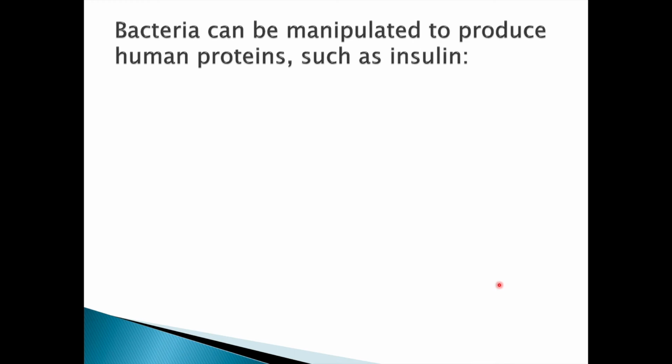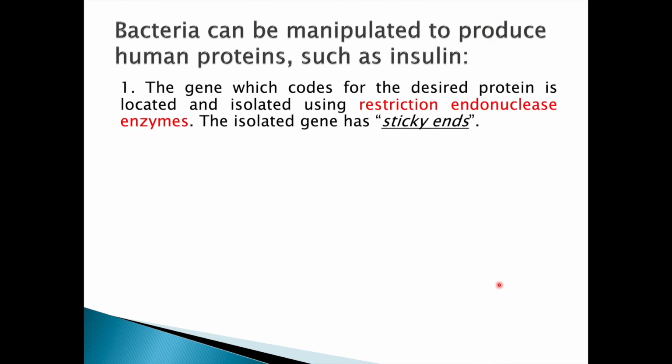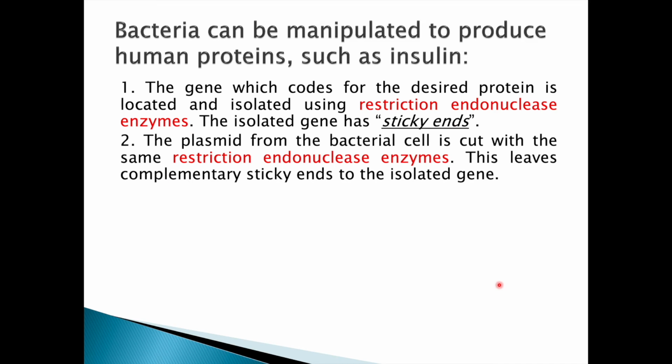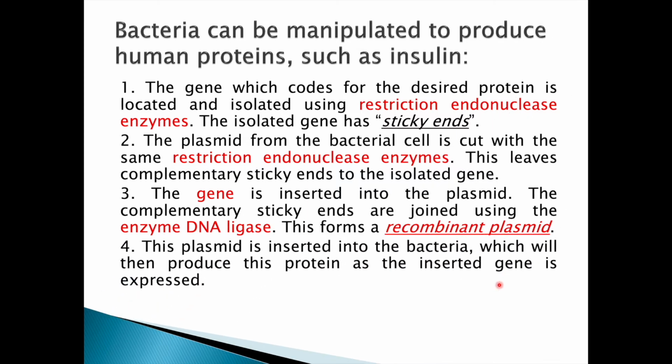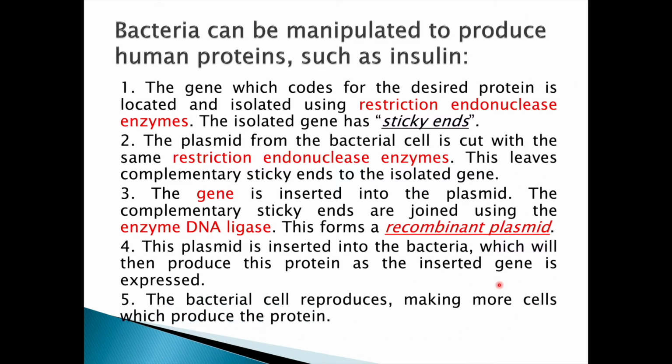Aside from that, this will be the summary version of how the bacteria can be manipulated to produce a human protein such as insulin. So we have a total of 5 procedures or processes in here.